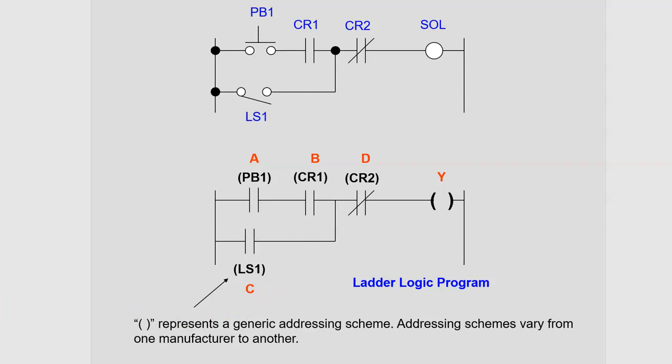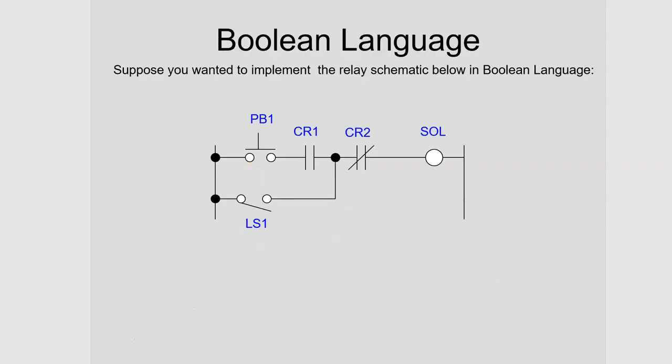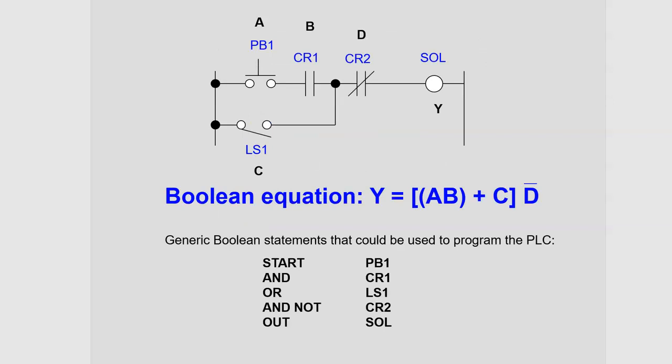Some PLCs will allow you to implement directly using the Boolean language, Boolean algebra. So here's the same circuit, and this is just kind of a general schema of the way you might do it in Boolean algebra. If you notice, the push button and the control relay contact, A and B, that's AND logic because they're in series, and that AND of A and B is ORed with C.